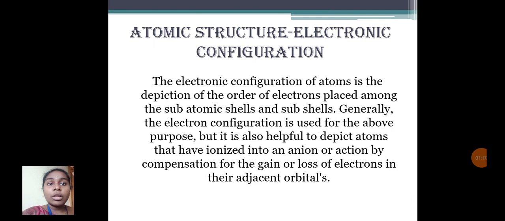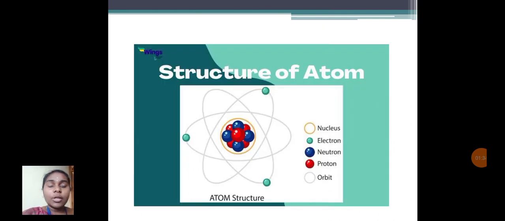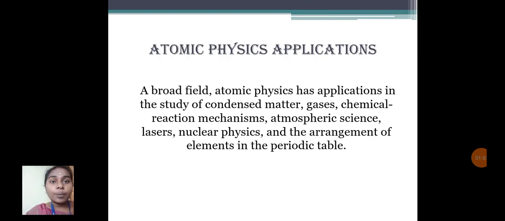Next, atomic structure and electronic configurations. The electronic configuration of an atom describes the order in which electrons are placed among the shells and subshells. Generally, electron configuration is used for this purpose. It is also used in anion and cation comparisons, and the gain or loss of electrons in orbitals. See the picture of the structure of the atom: the nucleus, electrons, neutrons, protons, and orbits.